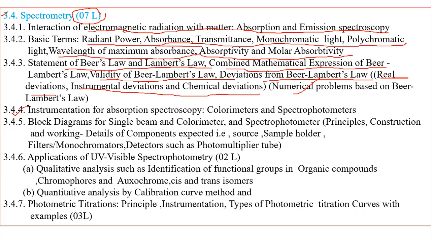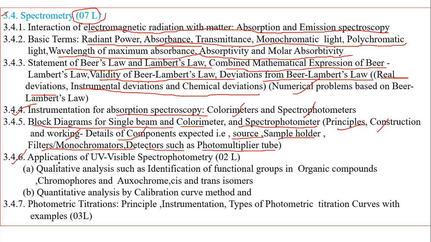After that, we are going to see the instrumentation for absorption spectroscopy. In that, colorimeter and spectrophotometer are there. We are going to see the block diagrams of the single beam colorimeter and the single beam spectrophotometer. In each instrument, we are going to learn its principle, construction, working, and detailed components. Then we are going to see their source, sample holder, and filters or monochromators. After that, detectors are there, like a photomultiplier tube and others. That we are going to study.